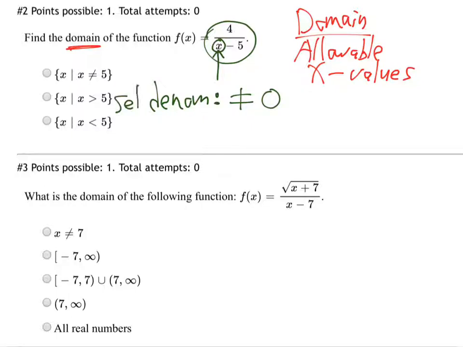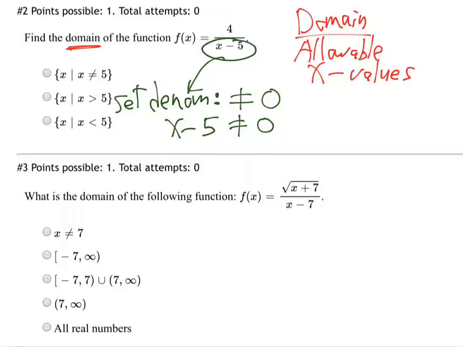So you set the denominator not equal to 0. That's how you do the domain. So you just grab this right here, and we say, okay, the denominator, I don't care about the top. I'm not doing anything with that 4. Don't care about him at all. I'm just saying denominator, x minus 5, you cannot equal 0. The bottom is not allowed to be 0, because if the bottom's 0, that's infinity.